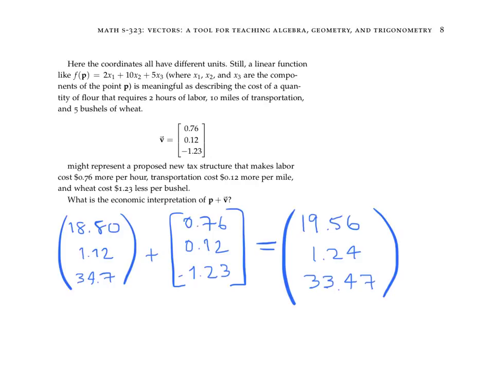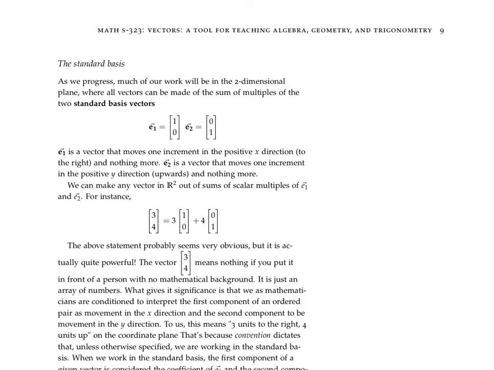Let's move right along. This is just a quick final closing note before we go into our group work. The standard basis is very important, and much of our work will be in the two-dimensional plane where all vectors can be made of the sum of multiples of 2 standard basis vectors. We call them E1 and E2. E1 is 1, 0, which is 1 increment movement in the positive x direction and nothing else, and E2 is 0, 1, which is a movement of 1 unit in a positive y direction and nothing else.